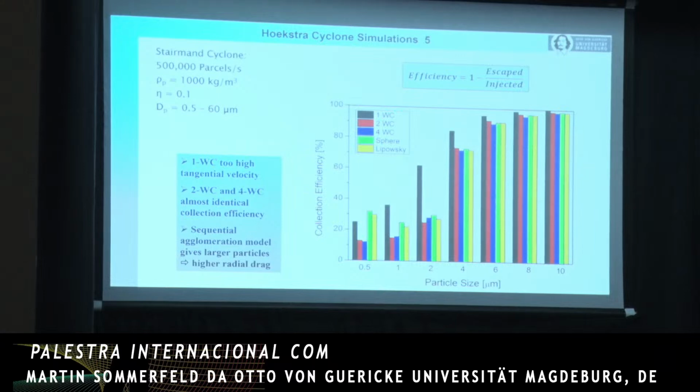So first of all, one-way coupling. I cannot show this. Separation efficiency is too high. It's the black bar. Excellent. Two-way coupling, of course, modifies the tangential velocity. Two-way coupling reduces tangential velocity, therefore the separation efficiency goes down. So we have two-way coupling here. Blue is four-way coupling. Very fine.